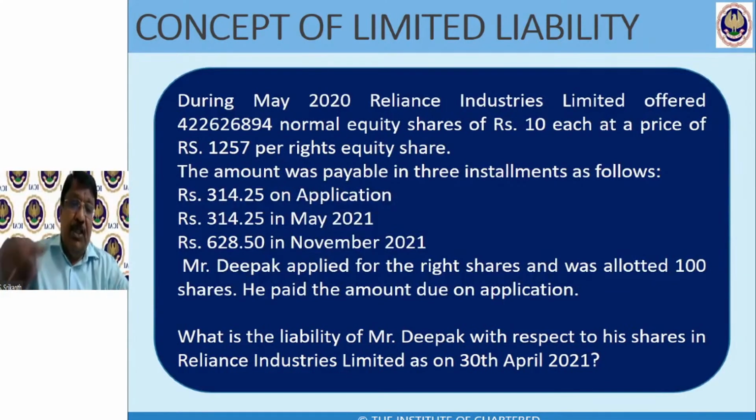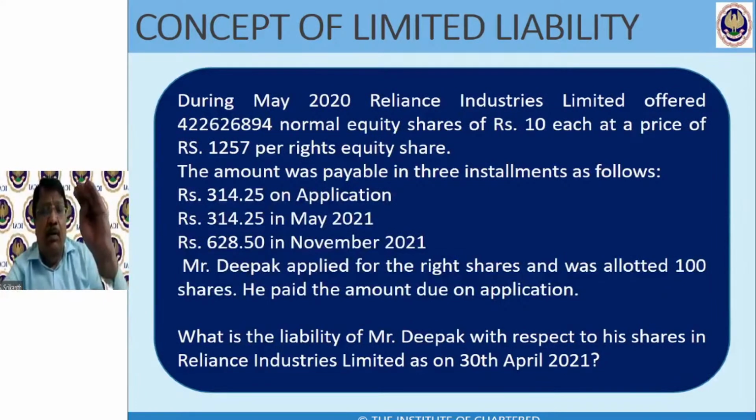Now, these were rights shares. Later on, I'll tell you what rights are also. Whatever it is, they offered the shares to their existing shareholders, on some basis. For example, for every 16 shares you are holding, you'll get 1 share. Like that they gave. Now, Mr. Deepak applied and was allotted 100 shares. He paid the amount due.